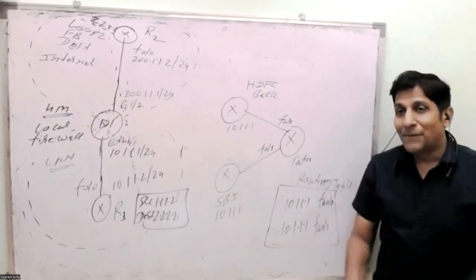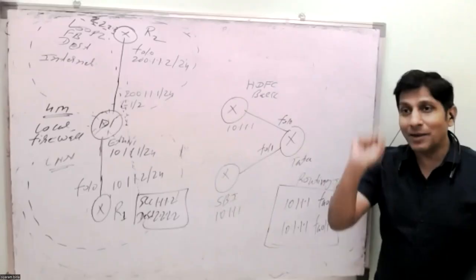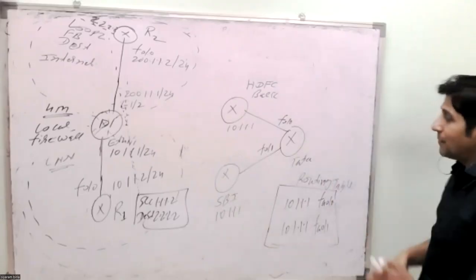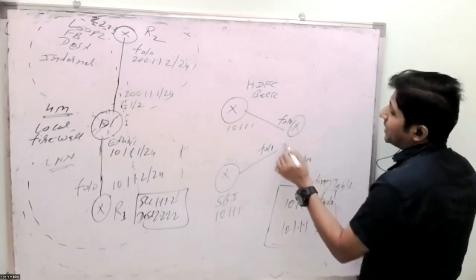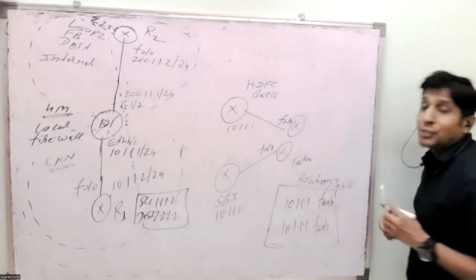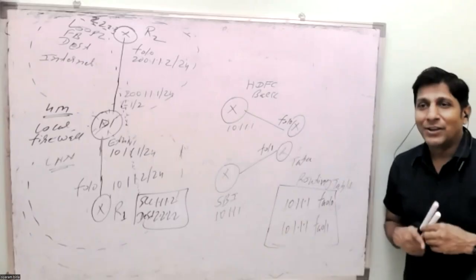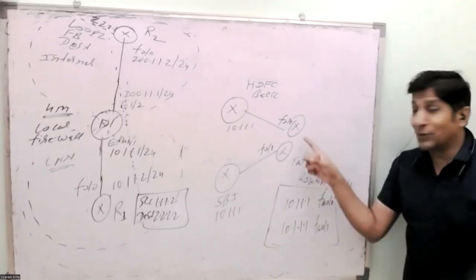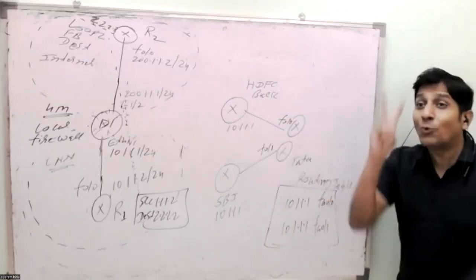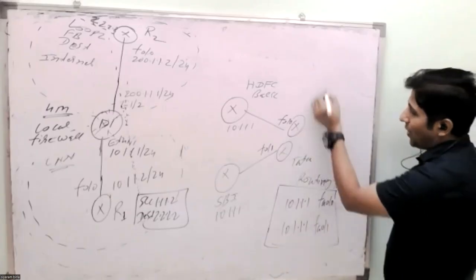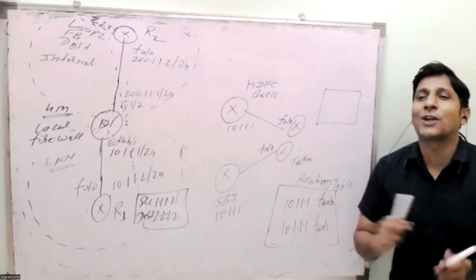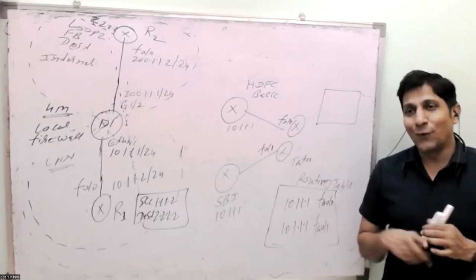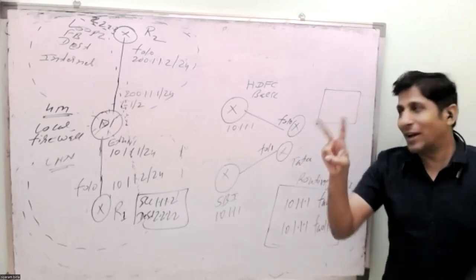Yes, sir. So I need two routing tables. Two routing tables means I have to put two routers here, one for HDFC and the other for SBI bank. So we got two routing tables: one routing table for this router and another routing table for that router.